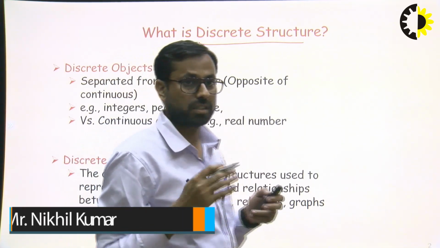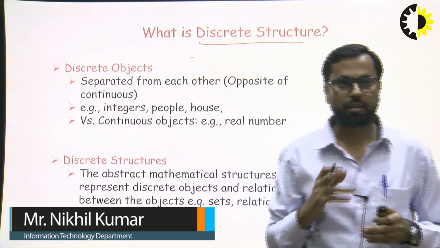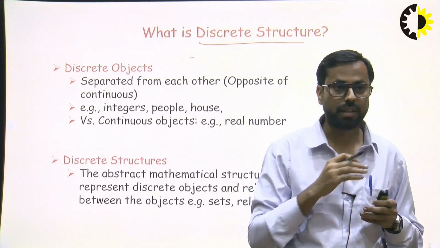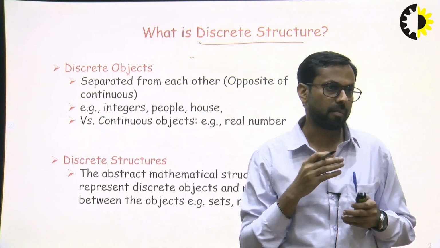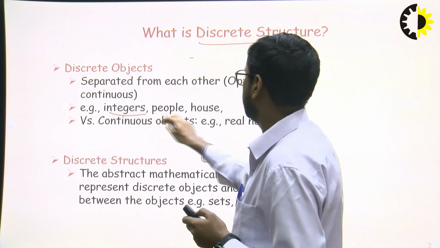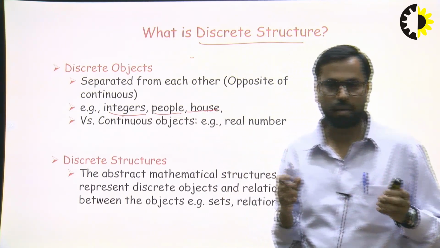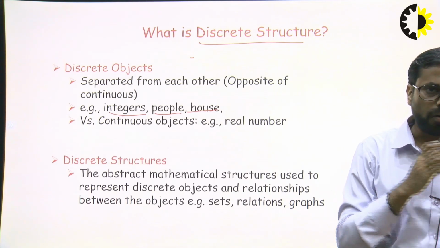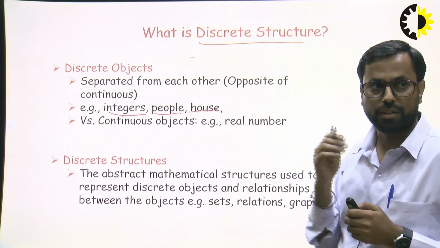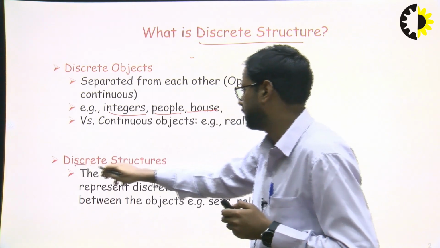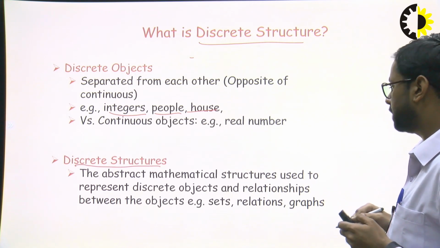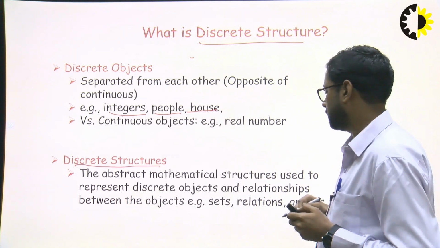Actually, discrete is something that is non-continuous. There are two terms. First one is discrete and second one is continuous. Continuous is something that is regular in mode, and discrete is something that can be an integer. What is an integer? Integer is the value that has 1, 2, 3. So we will discuss here discrete objects and discrete structure, the abstract mathematical structures used to represent discrete objects and relationships between the objects, that is sets, relations and graphs.